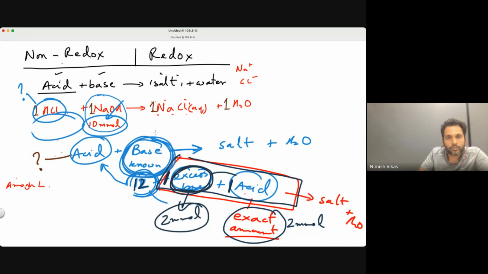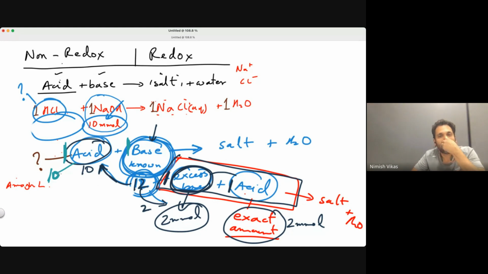That means out of the 12 which was added, 10 was used for this, and 2 was used for the other reaction. 10 was used for the first acid and 2 was used for the other acid. So if you know that 10 was used for the first acid, you will again check the balanced reaction. And again, suppose the balanced reaction is 1 reacts with 1. So the acid was also 10, and you know the answer. Is that clear, guys? Yes, sir.